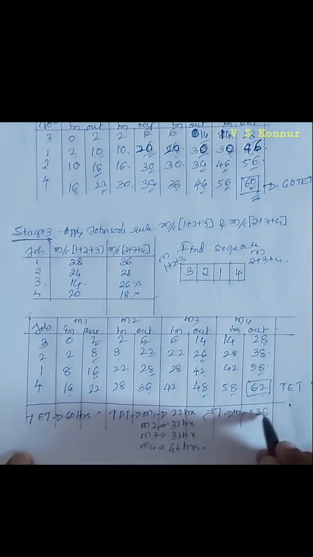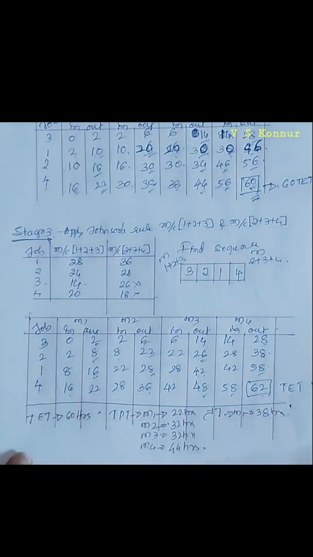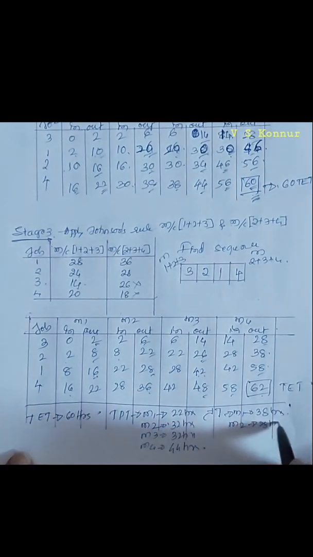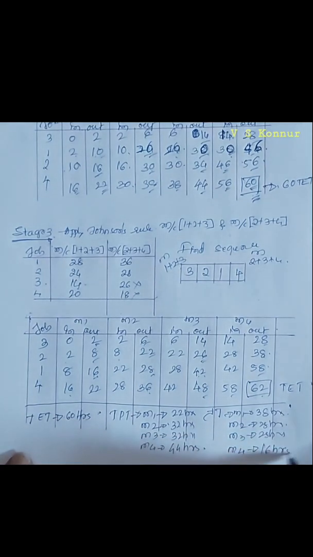38 hours. Next, for M2, 60 minus 32, 28 hours. For M3 once again, that 28 hours. For M4 it is 16 hours. So this is how to solve the problem.